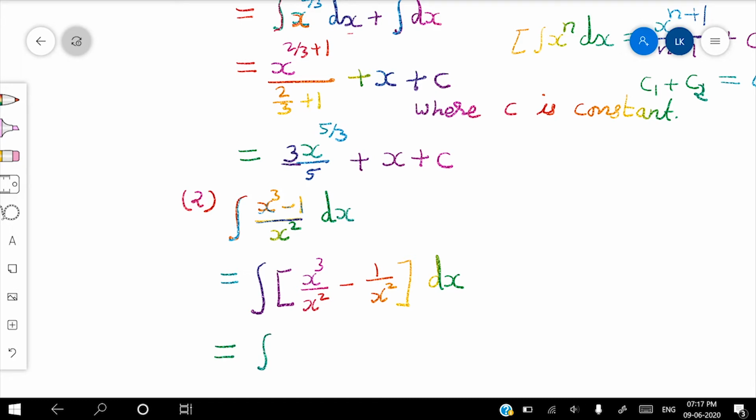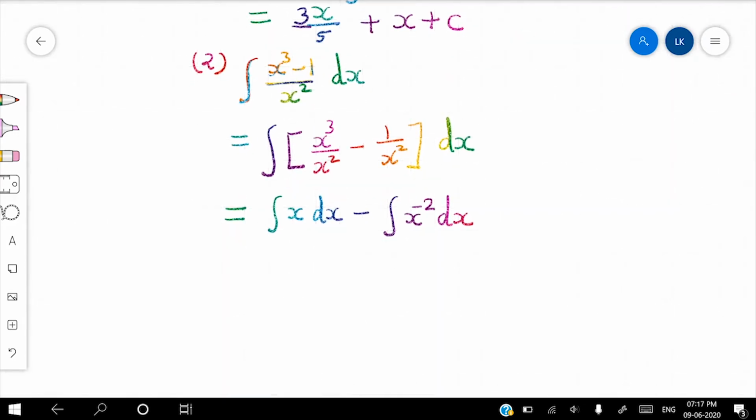Now what should we do? Integral of x cube by x square means x. Now you can write separately: integral of x dx minus integral of the second function. That means 1 upon x square, you can write x raised to minus 2 dx. Simplify. What is the answer?